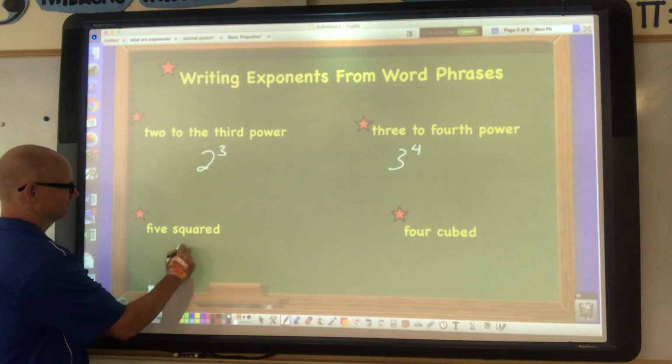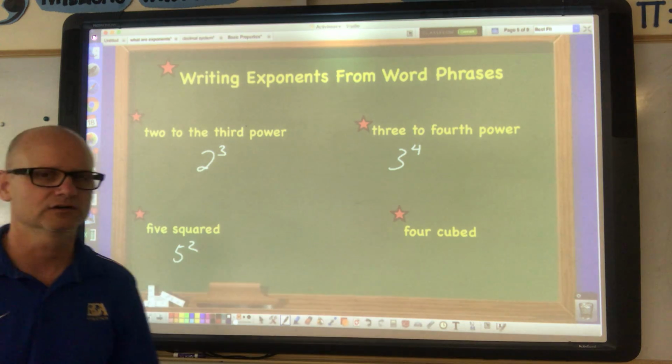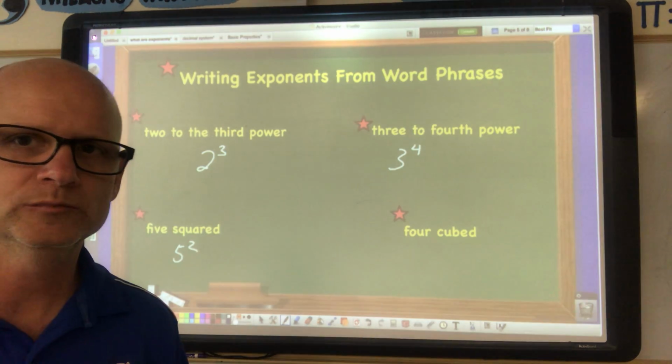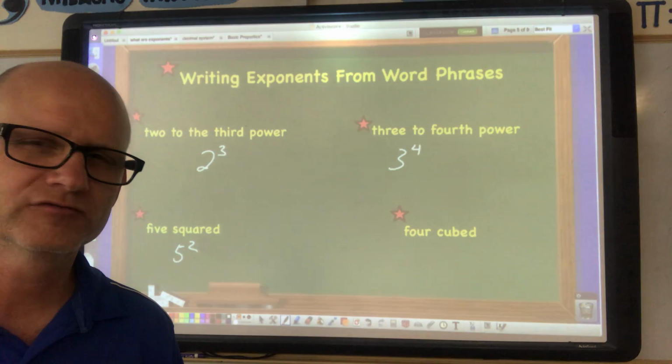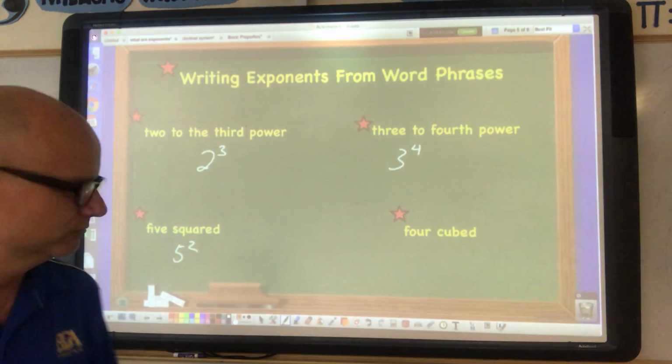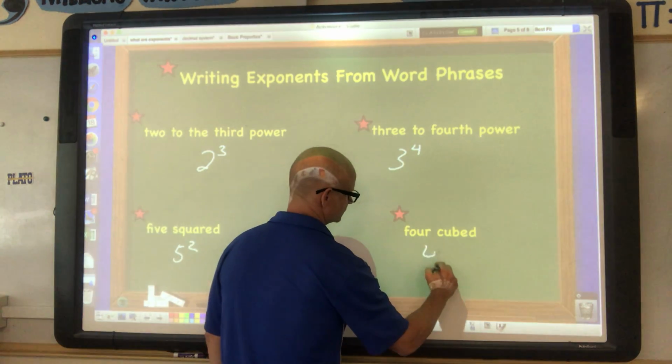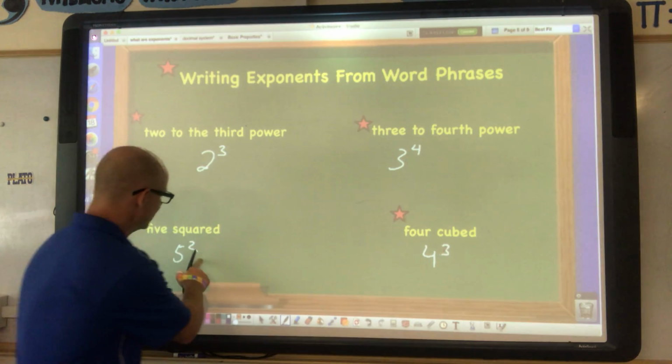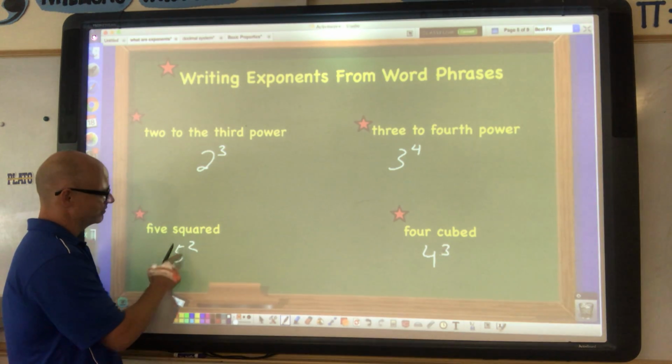Did you say 5 to the 2nd power? Sure. And then 4 cubed really means 4 to what power? Cubed really means 4 to the 3rd power. 5 squared. Why do they say 5 squared or 5 to the 2nd power?